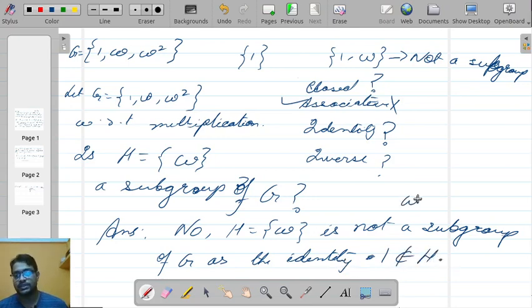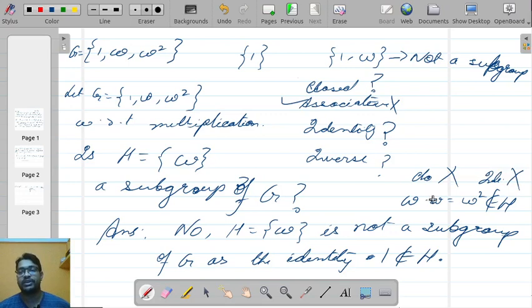Another reason is if you take omega from H, then omega into omega, that is omega square, is not an element inside H. So it is not closed also. Closure is also not satisfied. Identity is also not there. Okay, so it's just sufficient to show that one of the properties is not satisfied.